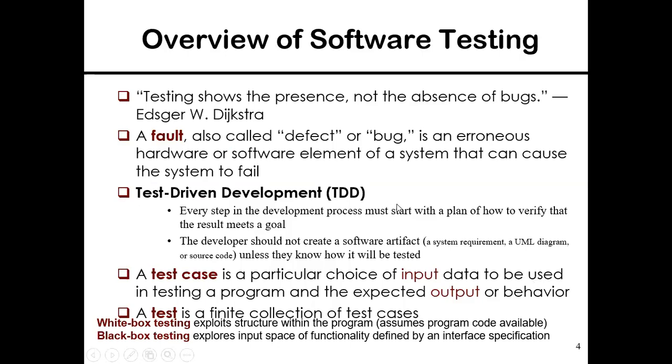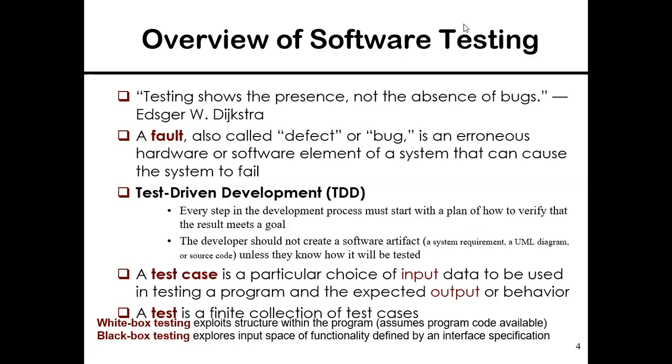Every step in the development process must start with a plan of how to verify that the result meets the goal. The developer should not create a software artifact unless they know how it will be what? Tested. Basically, a software artifact is in UML, a source code. So a developer should not create a software function which you know you will not test. Okay, so you must have test cases. So when you're doing those kinds of testing, you must have things you call test cases.